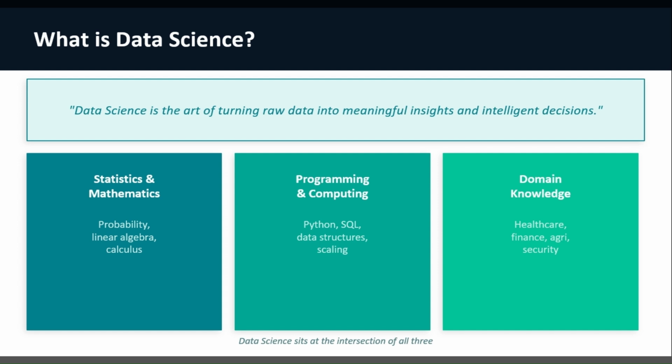There are a lot of things involved in data science, but the core concepts are statistics and mathematics. So there's probability, linear algebra, and calculus. Don't worry, we'll go through it throughout the course. Then there's the programming and computing aspect of it. These are Python, SQL, data structures, and scaling. We also give examples of where they are used, for example, in healthcare, finance, the agriculture sector, and security. Virtually every sector in the world uses data science.